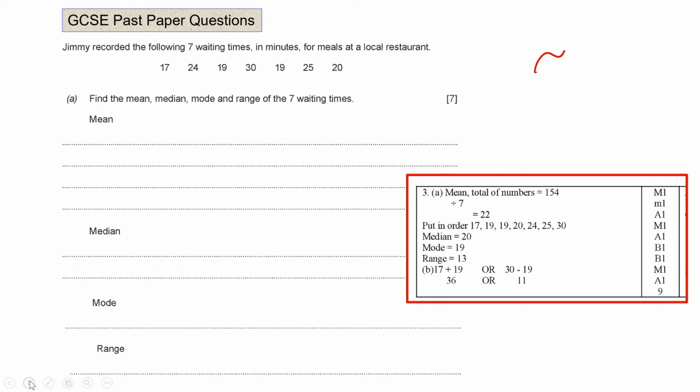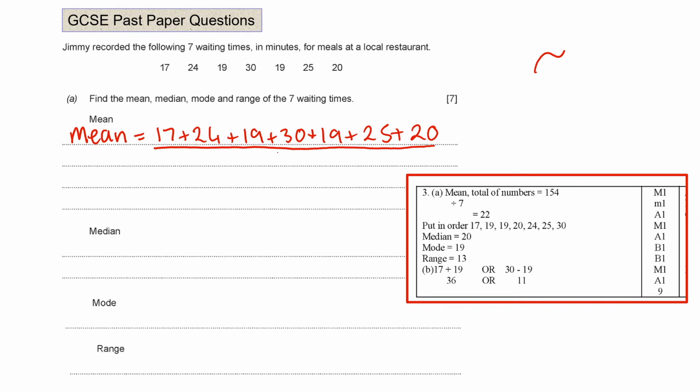So reading the question, Jimmy recorded the following 7 waiting times in minutes for meals at a local restaurant. Find the mean, median, mode and range of the 7 waiting times. Okay, let's look at the mean. So remember, to work out the mean, first of all, we add up all the numbers that are in our data set, and then we divide by however many numbers there are. Please remember to always show your workings.